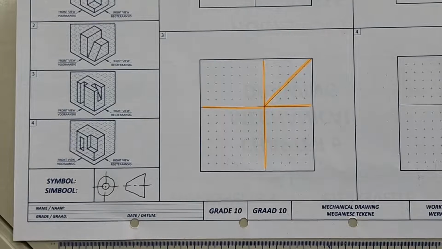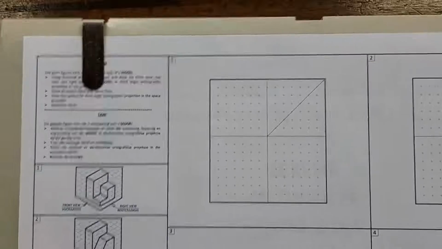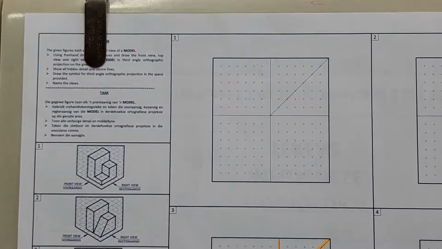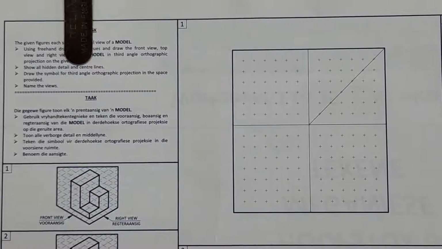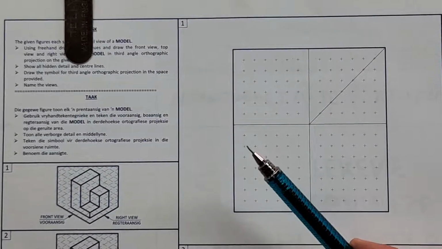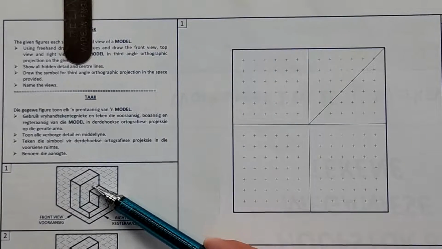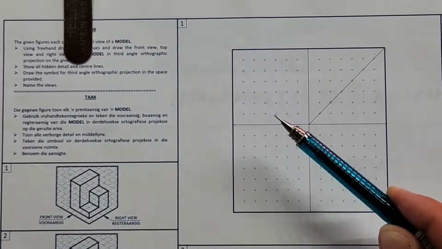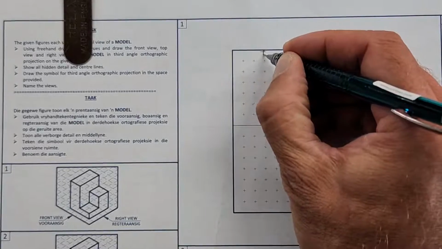Okay, here we go. So that's the symbol. I've explained that symbol to you. Now let's start here with the first one, and we can read together. Sorry, that was just the introduction to make sure you're on board. Using freehand drawing methods, draw the front view, top view, and right view of this model in third angle orthographic projection. So if we look at this, that's going to be the top.